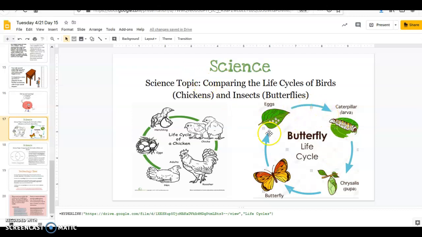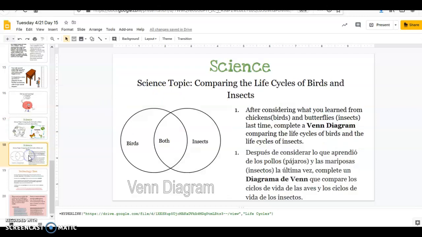So if you don't remember a lot about the butterfly life cycle, you can go back to the slides from yesterday and you can review any of the videos or the text about the life cycle of a butterfly. For our activity today, we are going to be comparing those 2 life cycles with a Venn diagram.